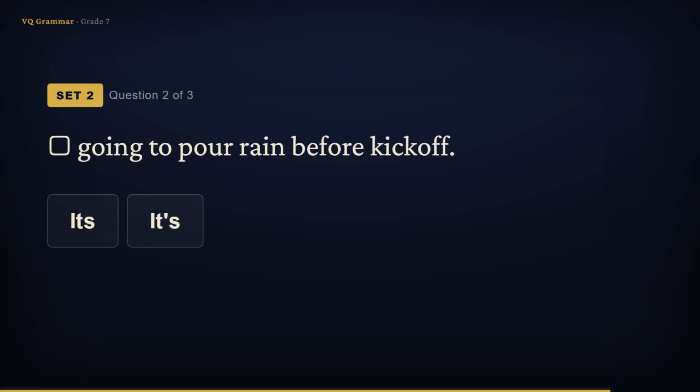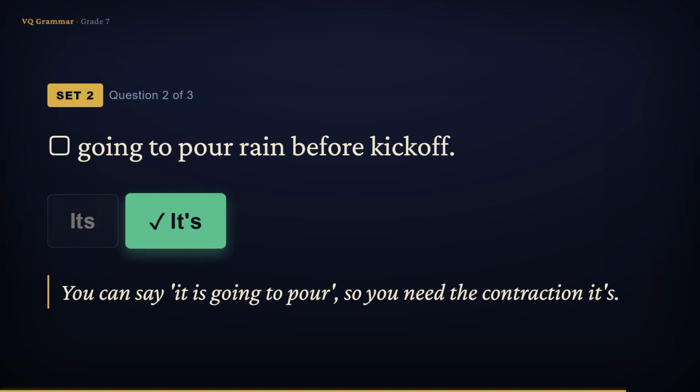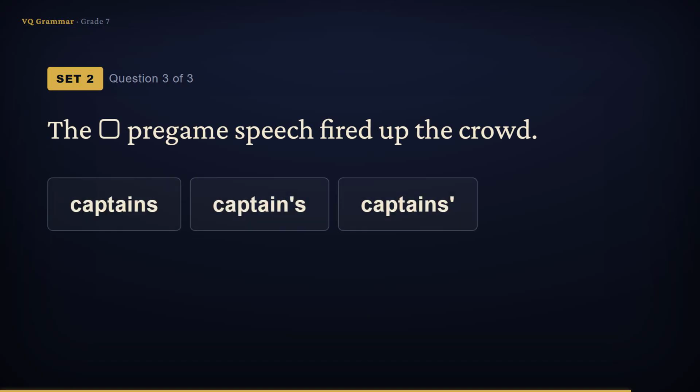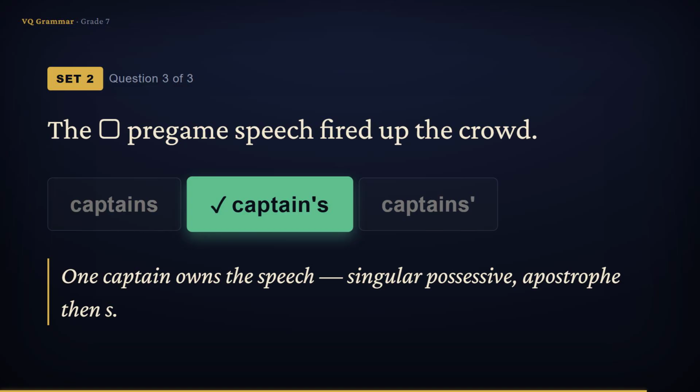Blank going to pour rain before kickoff. Try the test. Can you say it is going to pour? Yes, you can. That means you need the contraction with an apostrophe. So the answer is it's. The blank pregame speech fired up the crowd. There is one captain, and the speech belongs to that single captain. One owner means apostrophe, then S, so the answer is captain's.